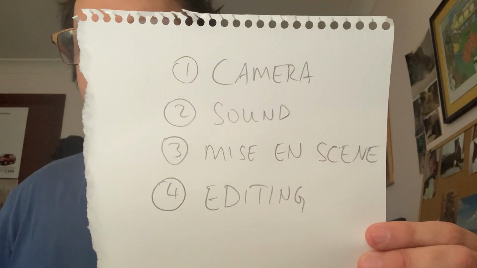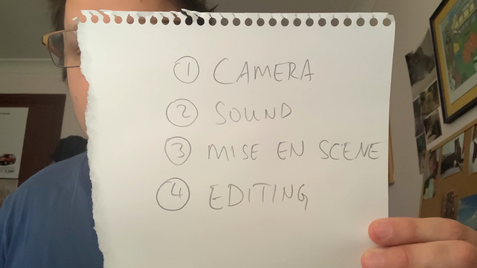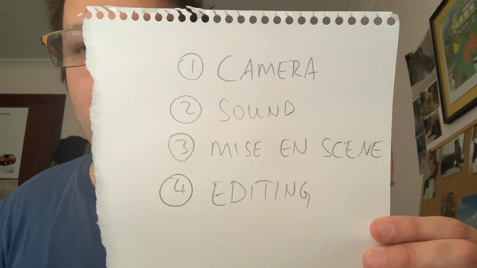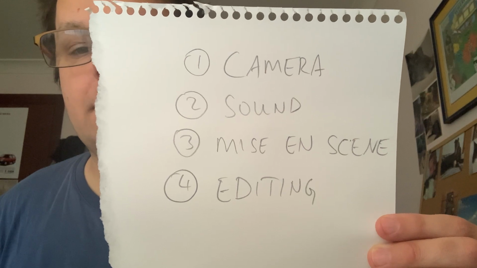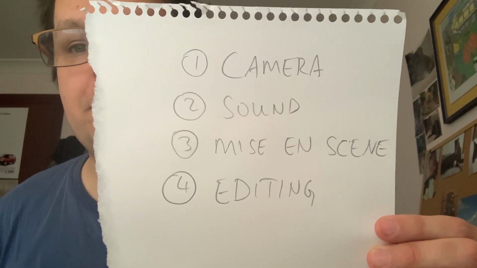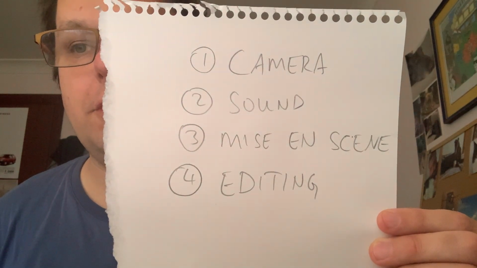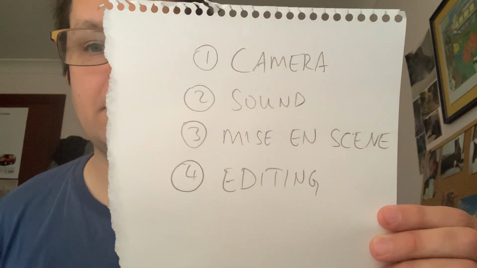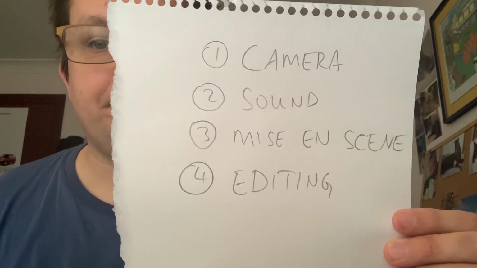Now we're up to number 4. We are talking about these 4 things when we're talking about film. I've done a video on camera work, I've done a video on sound, I've done a video on mise-en-scène, and I'm doing today's video on editing. If you haven't watched the first 3, I suggest you go back and watch those first, because there'll be lots of useful information there for you before you listen to today's video on editing.